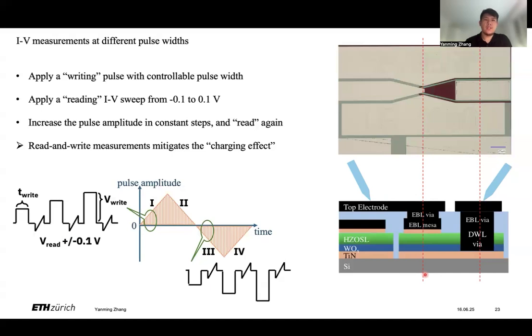In order to program the synaptic weight, we design the experiment this way. Firstly, we can apply a programming pulse or writing pulse with controllable pulse width, followed by a very small IV sweep to read the resistance in a non-destructive way. Then we can increase the pulse amplitude in constant steps and read again and again and eventually form a double IV sweep to study the hysteretic behavior of ferroelectric switching. This read and write measurement is also more accurate and can alleviate the charging effect.